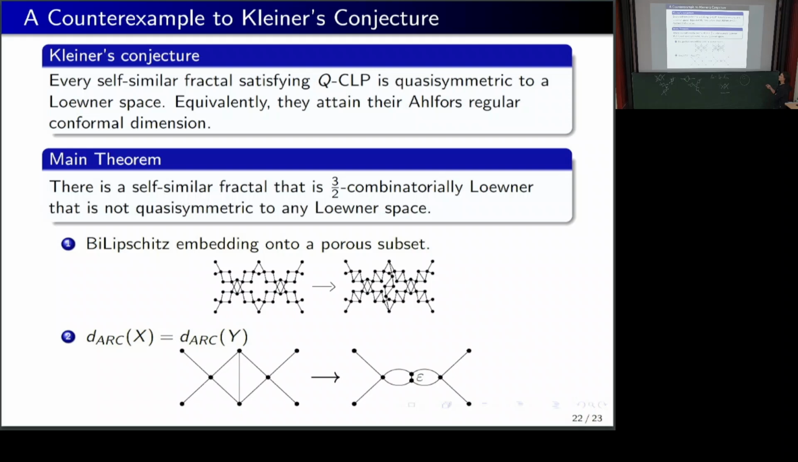So just to summarize, what Kleiner's conjecture says is that every self-similar fractal which satisfies the combinatorial Loewner property is quasisymmetric to a Loewner space, or equivalently they attain the Q-Ahlfors regular conformal dimension. And our main result is that this is actually not always true. We constructed a self-similar fractal with 3 over 2 combinatorial Loewner property, but it is not quasisymmetric to any Loewner space. The outline of the proof is that this embedding is a bi-Lipschitz embedding onto a porous subset, and they have the same Q-Ahlfors regular conformal dimension. So this is not a topological obstacle, but this is one way the attainment problem can fail, or Kleiner's conjecture can fail.